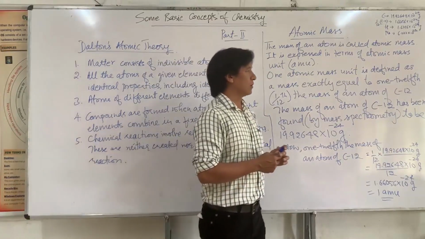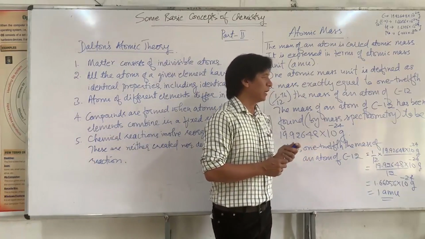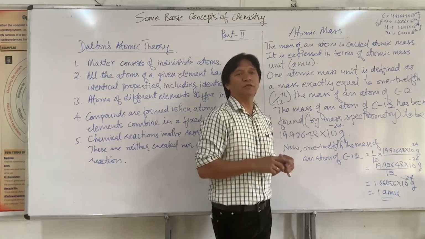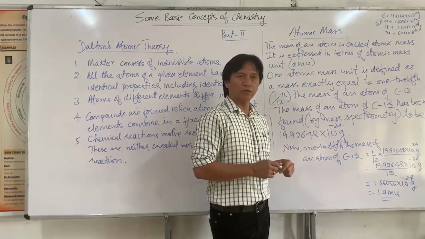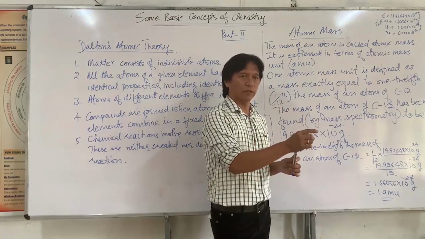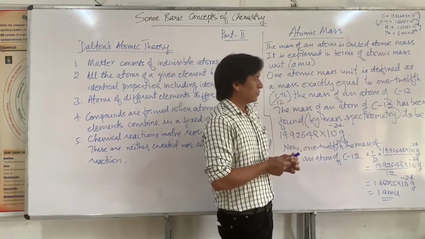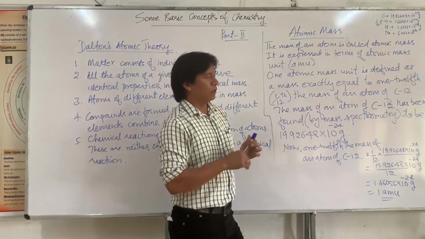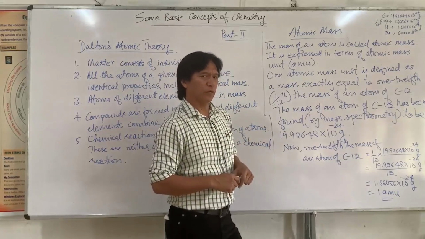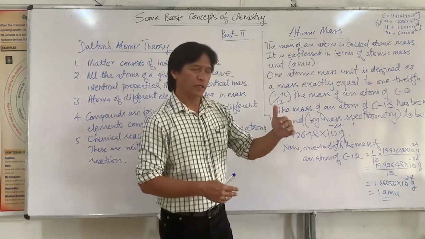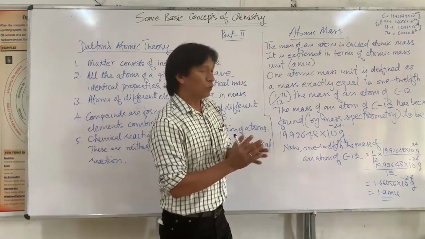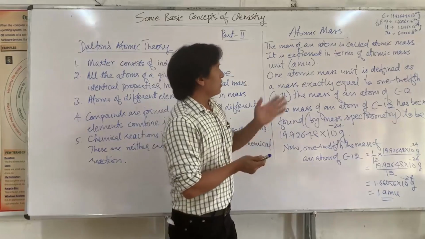Here you can think of a molecule of dihydrogen, that is H2, hydrogen gas. One molecule of dihydrogen or hydrogen gas can exist independently. Likewise, one molecule of water, H2O, can exist independently. So that's the meaning of independent existence. Now, next, moving on to atomic mass.